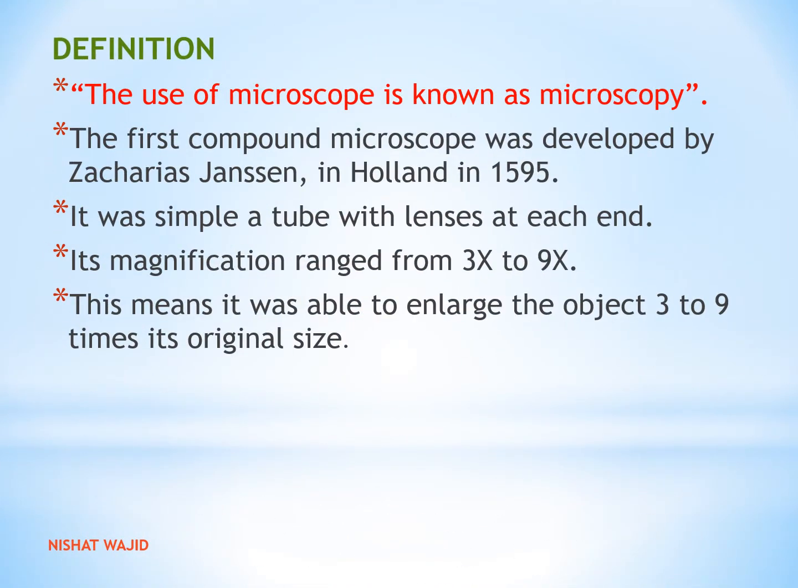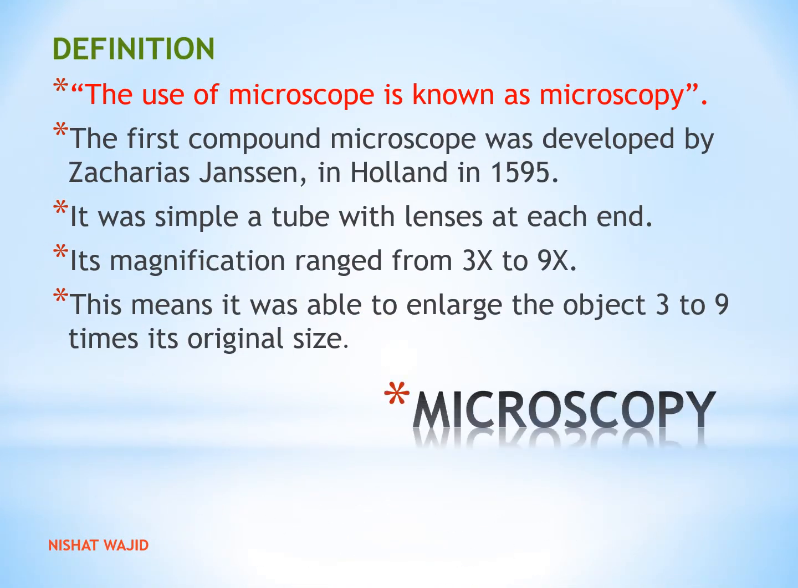First topic is microscopy. First, see its definition. The use of microscope is known as microscopy. The first compound microscope was developed by Zacharias Janssen, in Holland in 1595. It was simple, a tube with lenses at each end. Its magnification ranged from 3x to 9x. This means that it was able to enlarge the object 3 to 9 times its original size.